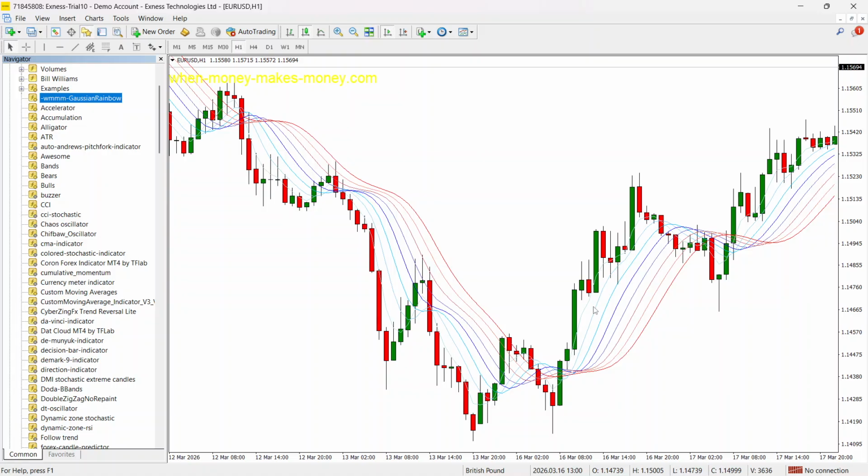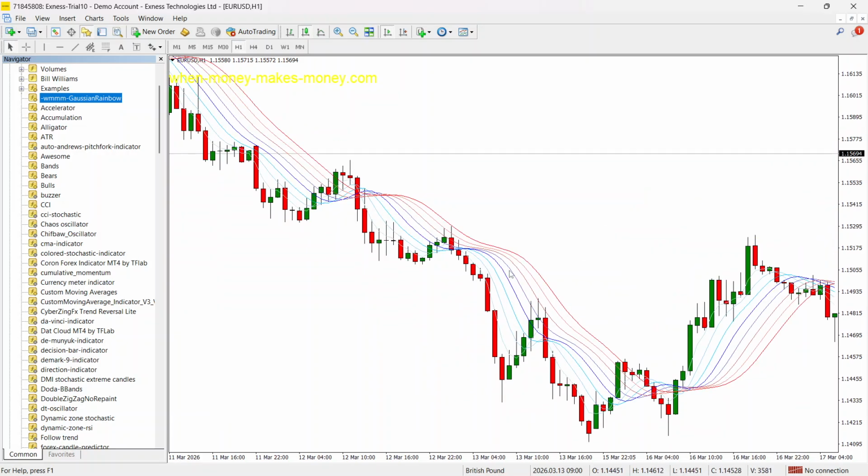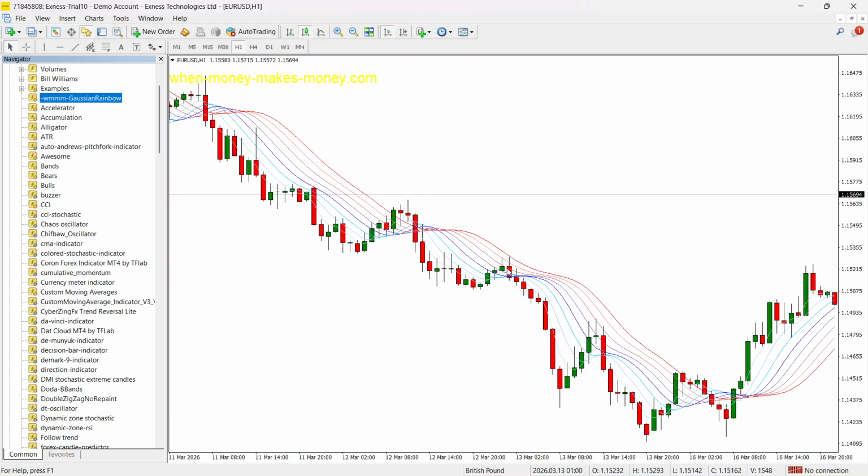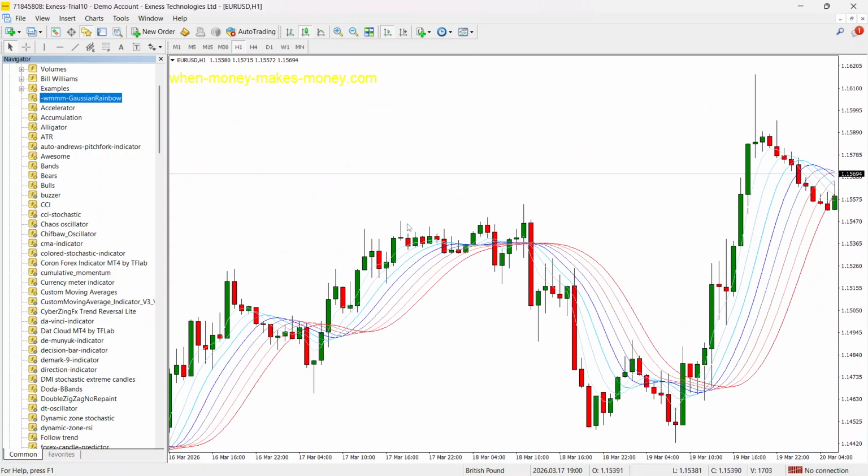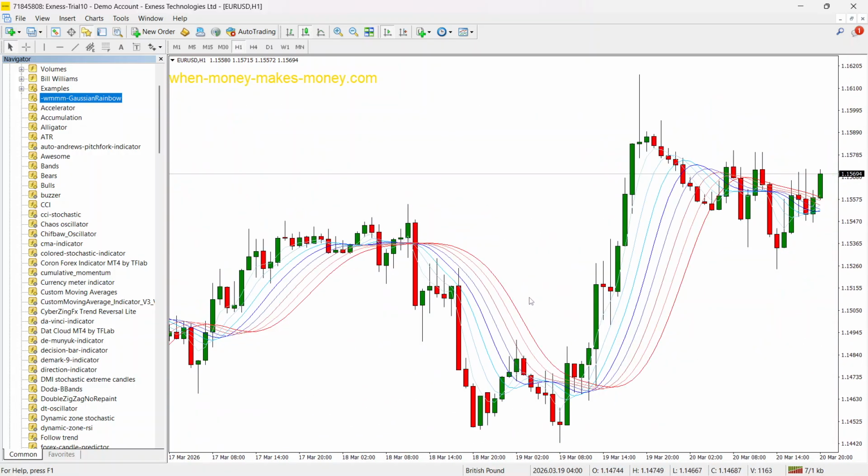However, when price is riding below all the fanned-out bands, it implies a strong bearish trend. If you look towards the chart, you can see it over here.